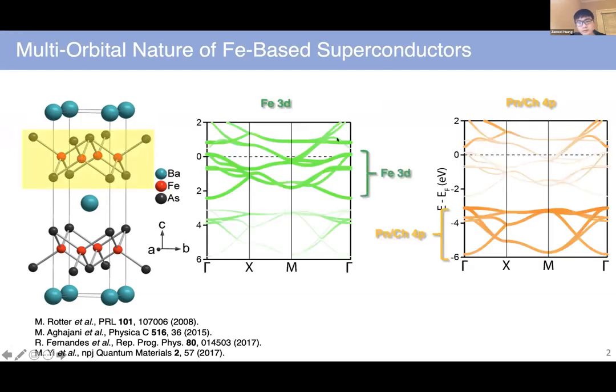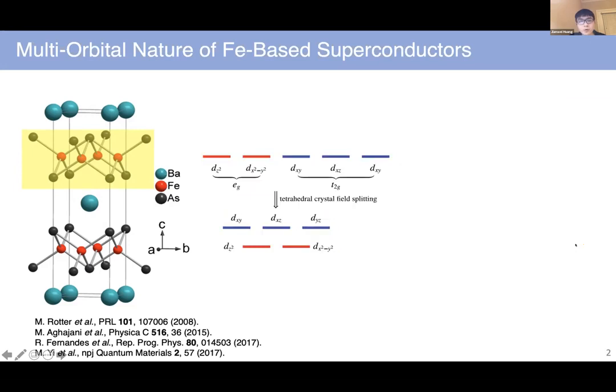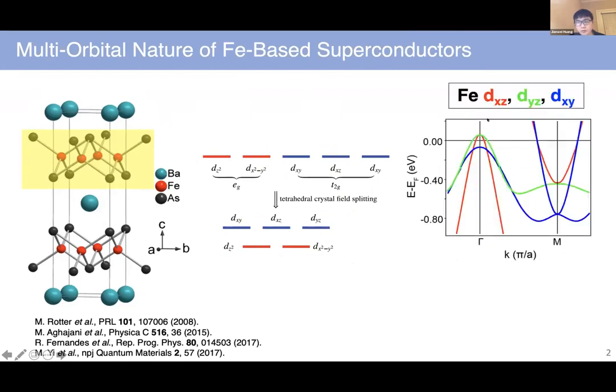DFT calculations have shown that the iron 3d orbitals occupy the lower binding energy, which is around the Fermi level, while the pnictogen p orbitals occupy the higher binding energy. Furthermore, the crystal field splits the 3d orbitals, which makes the three t2g orbitals lifted slightly above the eg orbitals. Eventually, the electronic structure around the Fermi level mainly consists of XZ, YZ, and XY orbitals, which form the hole pockets around the gamma point and the electron pockets around the Brillouin zone corner.